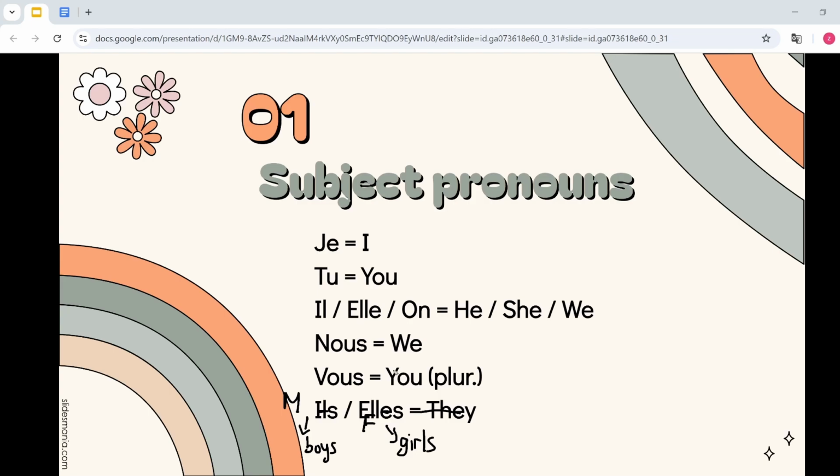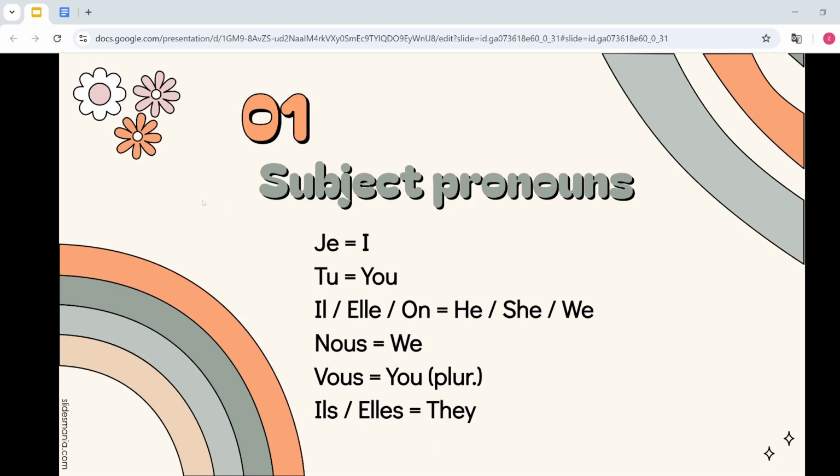There are some boys and some girls. In this case, as long as the group is mixed, it doesn't matter how many girls or how many boys there are. As long as the group is mixed, we would use il in French. So the only case where we use elle is if the entire group that we are talking about, they, are all girls or all female. And then we use elle.